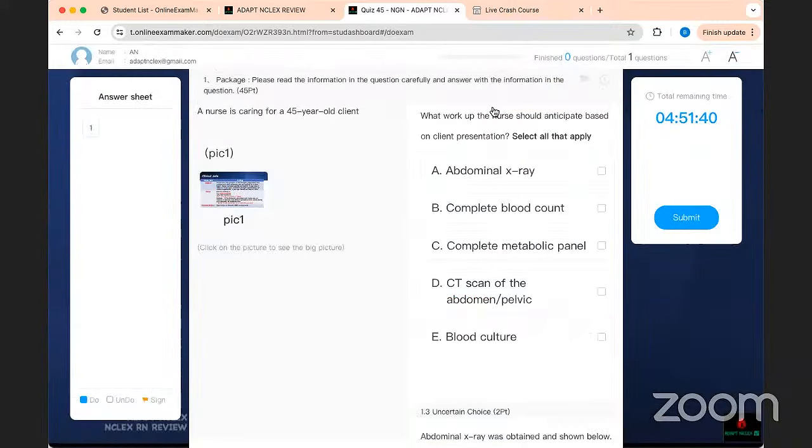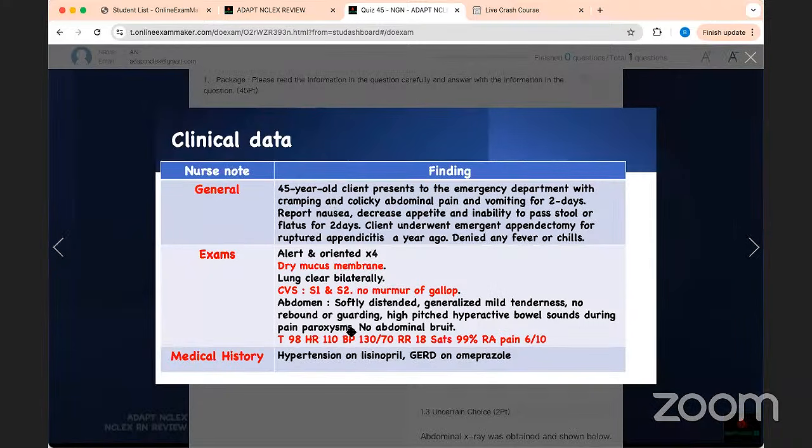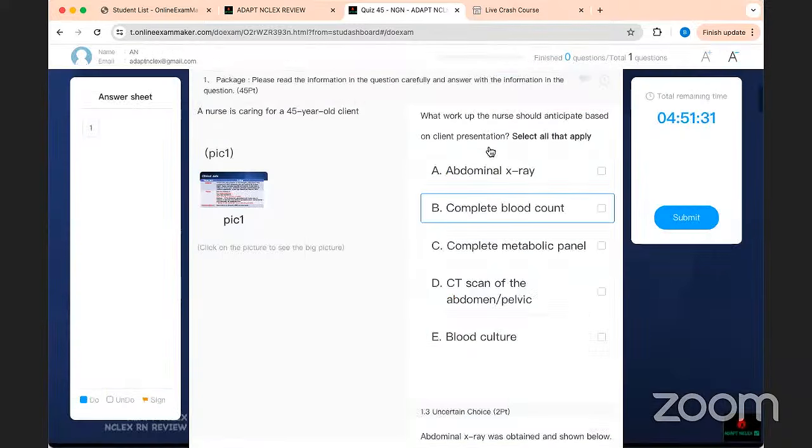So which of these do you think we need to do for the patient to be able to make a diagnosis? This is the case. Which of these do you need? So what are your answers? Which of these will you do for this particular problem?